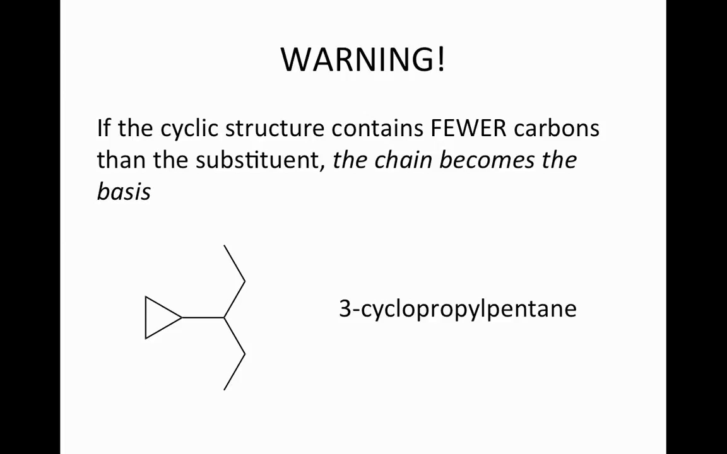Quick warning here. If the cyclic structure contains fewer carbon atoms than the substituent coming off the cyclic structure, the chain becomes the basis and the ring becomes the substituent. So here in this example, we have a 3-membered ring attached to a 5-membered chain. 5 carbons is more than 3 carbons, so the basis here is actually pentane with a 3-membered cyclopropane ring attached. We simply name this 3-cyclopropylpentane using the exact same system of removing A and E, replacing with YL to indicate that a cyclic structure is the substituent coming off of the pentane backbone.